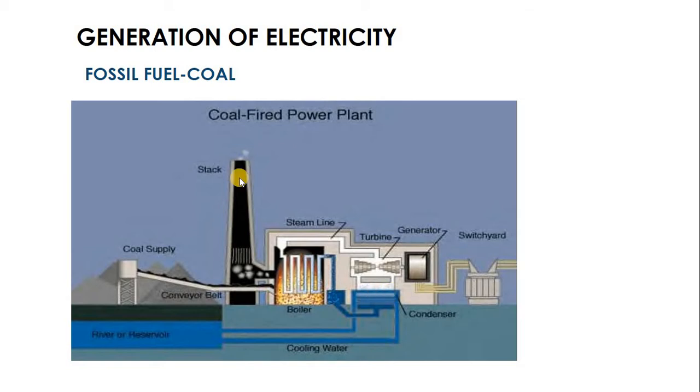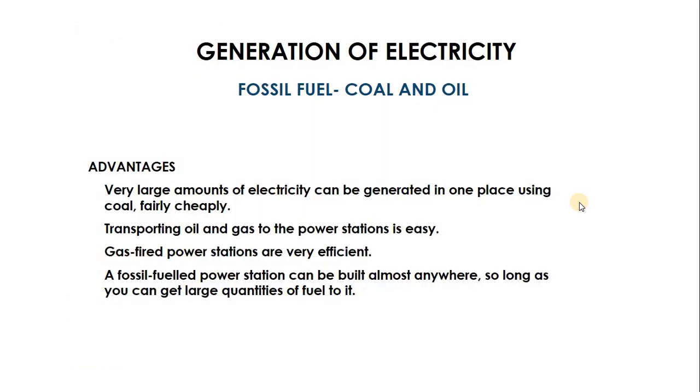And as you can see, we have a stack here, because once you are burning coal, you expect smoke. In the home you call it a chimney, but in the power plant it's called a stack. The smoke that comes from the burning of the coal is channeled out of the stack into the atmosphere. Okay, so we have some advantages and disadvantages, but we are not going to go through them.